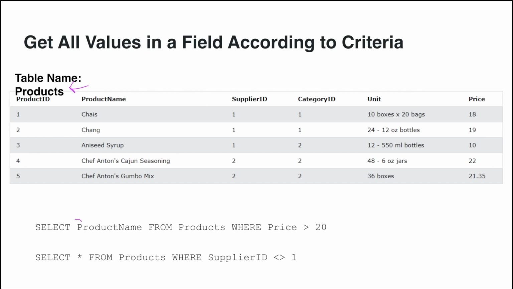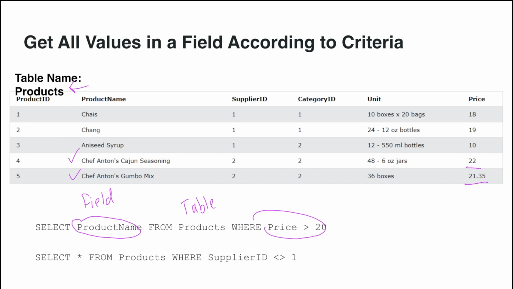So we're going to select product name, okay? We're going to select everything in the field product name from the table of products according to some criteria: WHERE the price is greater than 20. That means for all of those rows or records in our table where the price is greater than 20, we're going to output the product name. So really, the price here is greater than 20 and the price here is greater than 20. So we're just going to show this and this right here.